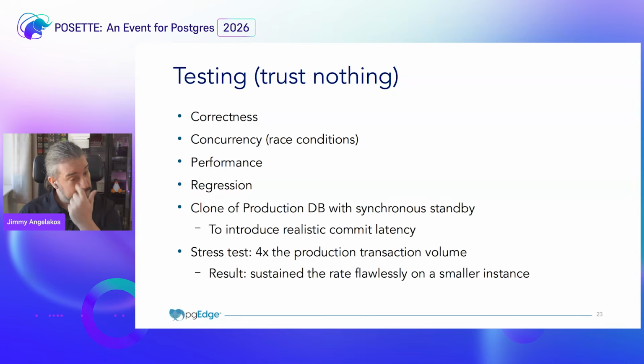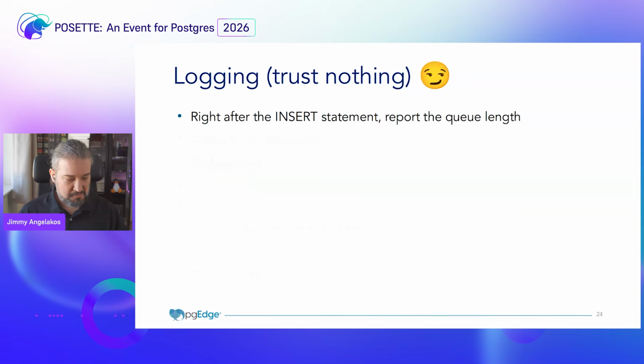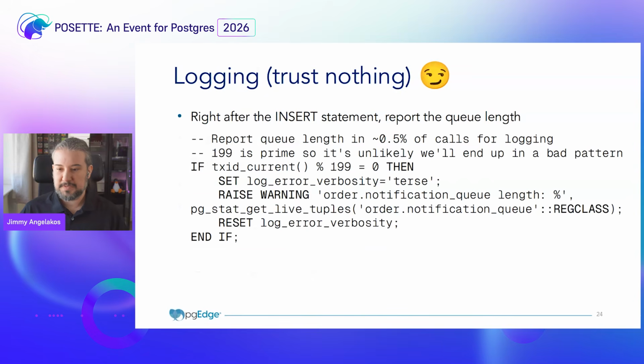But because I said trust nothing, we also had logging. Right after the insert statement, I put in a little thing that would report the queue length in the database logs just so that we could keep an eye on it. So this code reports the queue length in about 0.5% of all transactions for logging purposes.